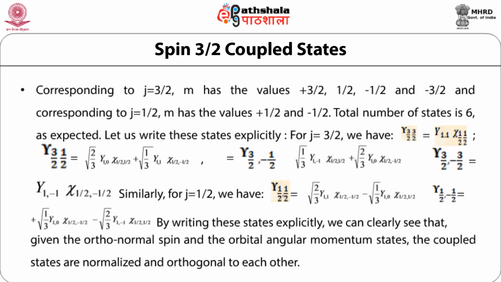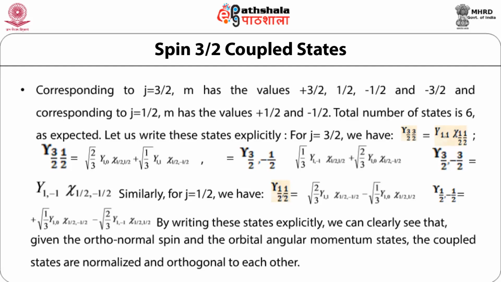And the fourth term that we get in the coupled state corresponding to J equal to 3 by 2 and M equal to minus 3 by 2, given by gamma_{3/2, -3/2}, is equal to Y_{1,-1} times xi_{1/2, -1/2}.